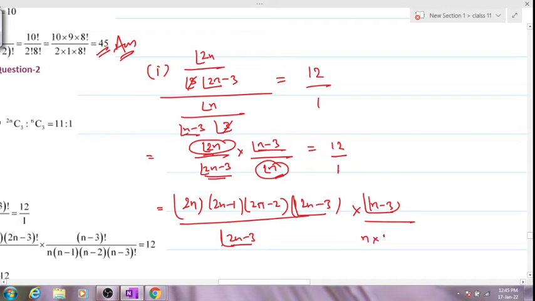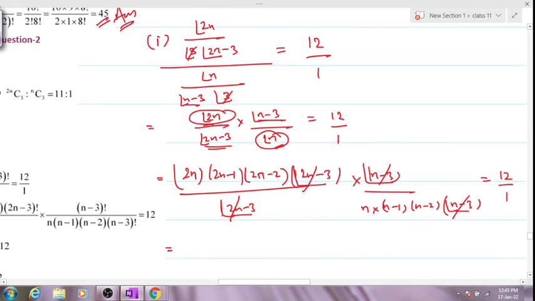Excuse me. n into n minus 1 into n minus 2 into factorial n minus 3. Please confirm if this much is clear or not. This thing goes off. This thing goes off. Now I believe you can do it. Yes or no? n goes off.